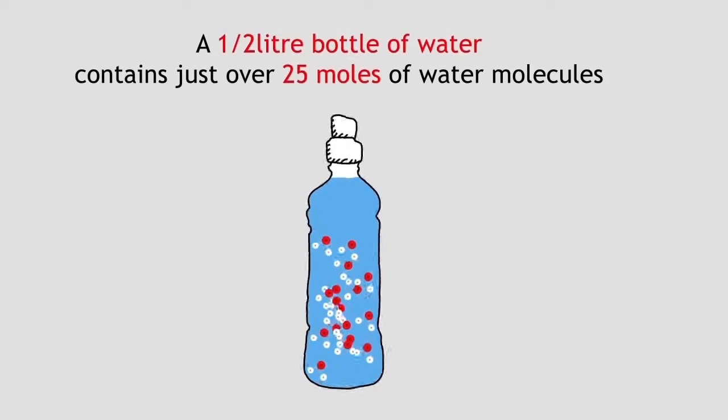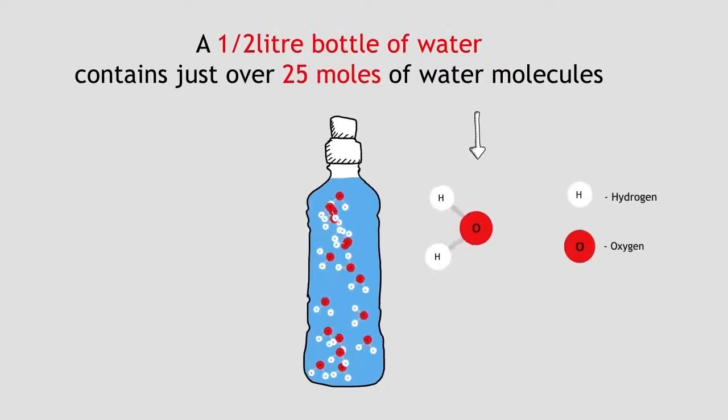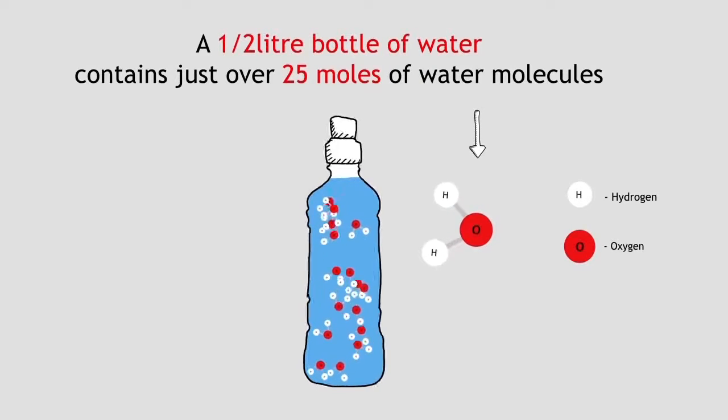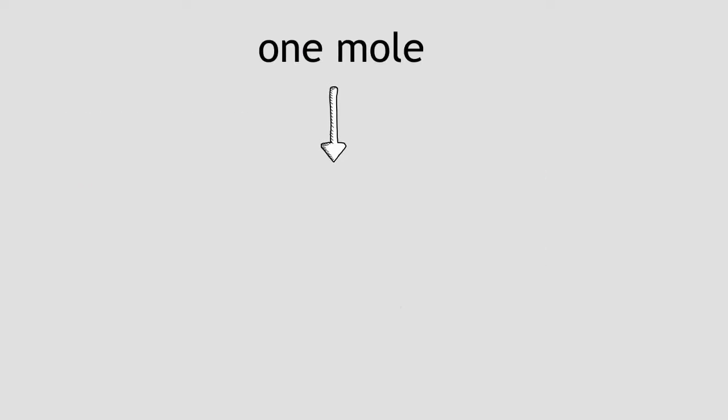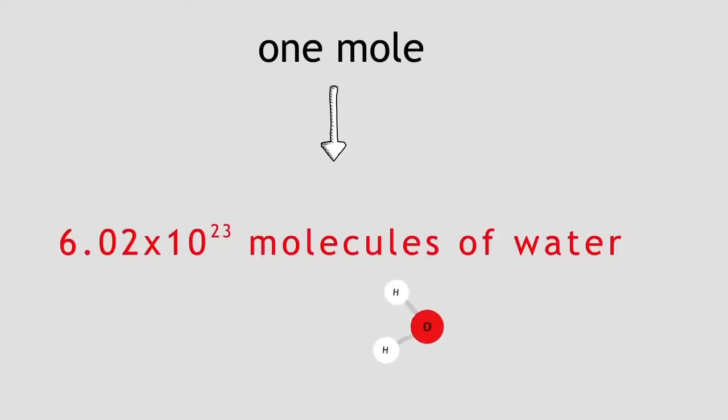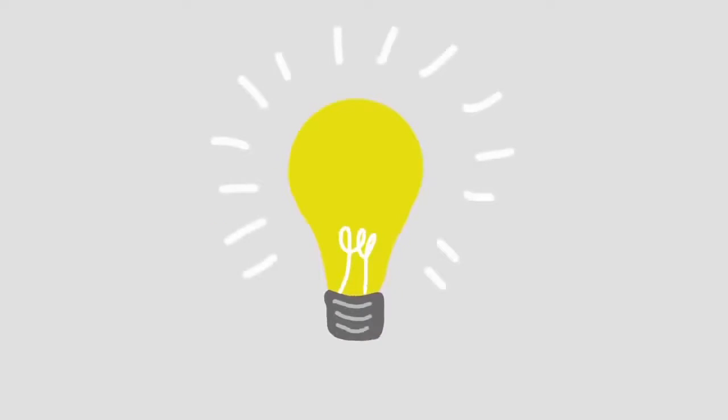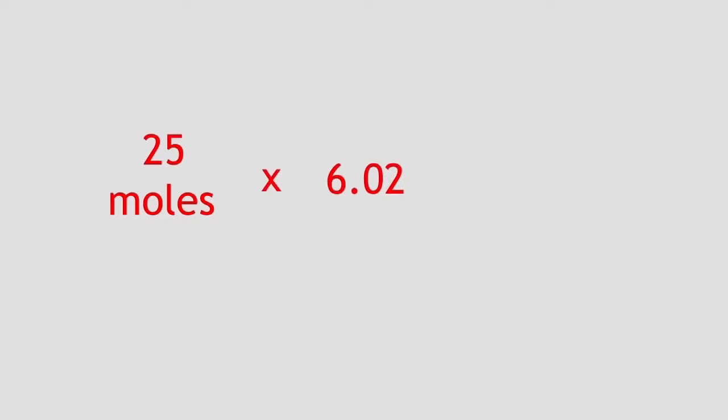In a half-liter bottle of water, there will be just over 25 moles of water molecules. Pause the video now and use a calculator to try and work out the number of molecules in 25 moles of water. Remember, in 1 mole, there are 6.02 × 10^23 molecules of water. Hopefully, you got the answer of 1.505 × 10^25. It's 25 moles multiplied by 6.02 × 10^23.